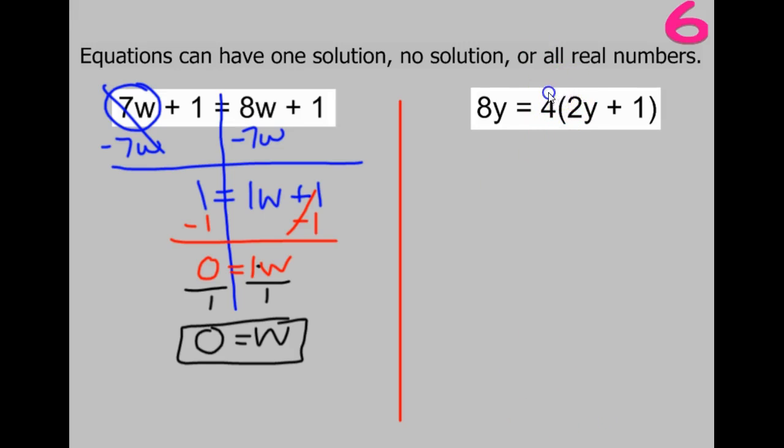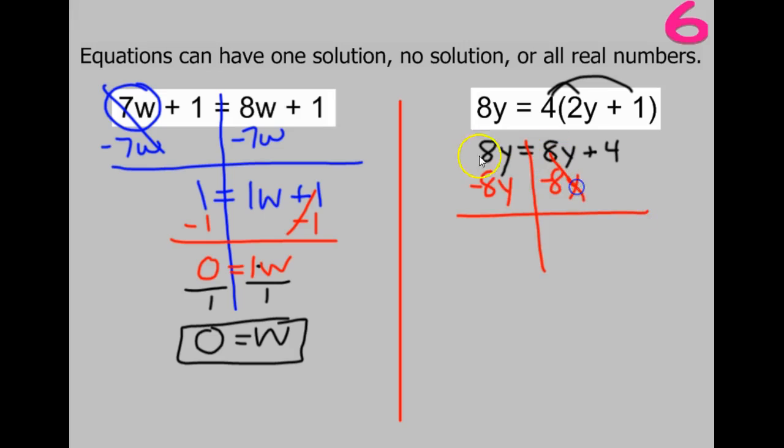Last one here. Let's distribute this. 4 times 2y is 8y. 4 times 1 is 4. So if 8y equals 8y plus 4, if I subtract my 8y's to get rid of them, they both eliminate. This leaves me with nothing. This leaves me with 4. Well, 0 is not going to equal 4, so this would be no solution.